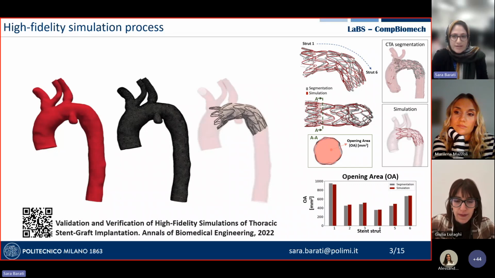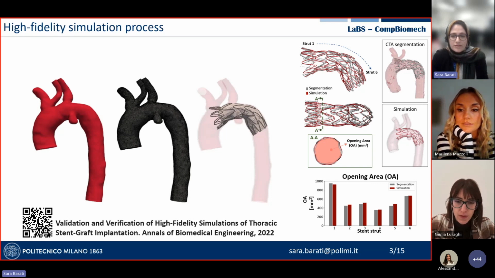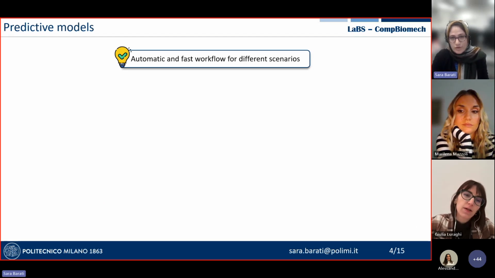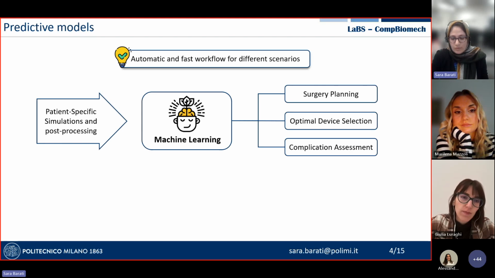As you can see, the comparison between the results of the simulation and the post-operative CT images is really good, and the error is really small. So, like many other applications, we would prefer it to be automatic and have a faster workflow for different scenarios. So if we can compare different scenarios for each patient, we can choose what is the best fit for that patient.